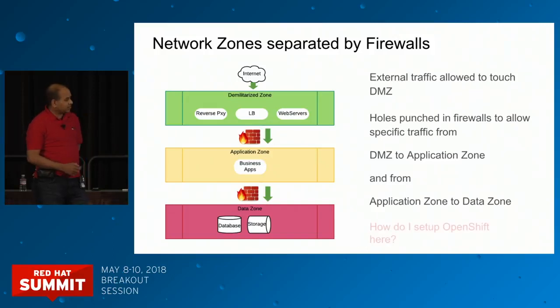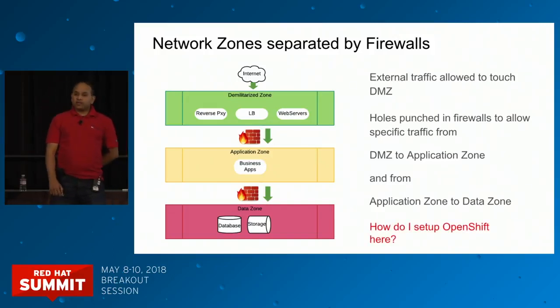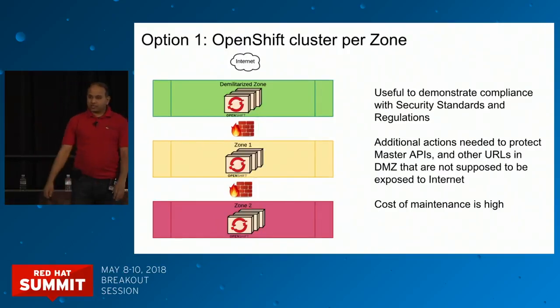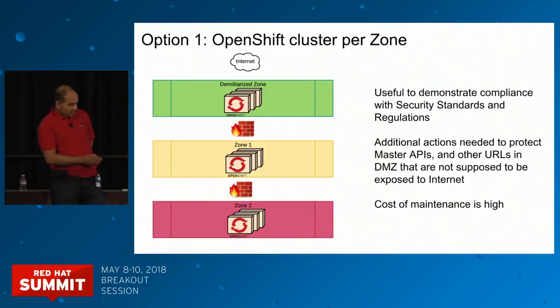Now, if this is my setup, how do I run an OpenShift cluster in this kind of a setup? Will the OpenShift nodes reside in one of the zones, all the zones? What do I do here, right? That's the next question. You have a couple of options here. One of the things you can do, if this is what is mandated by your security policy, is to have a separate cluster in each zone, right? Completely isolated OpenShift cluster in each zone.